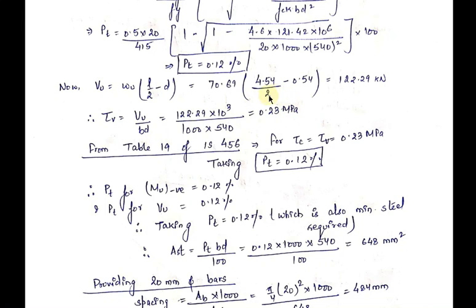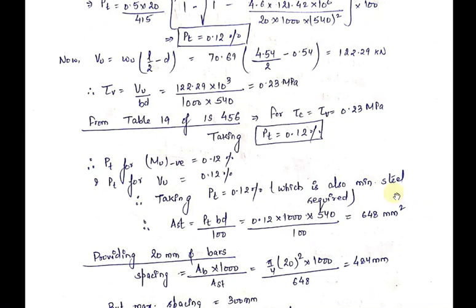Now we will find the percentage of steel PT corresponding to tau V, that is 0.23 MPa. From Table 19 of IS 456, I will take tau C equal to tau V equal to 0.23 MPa, and for this value I can find PT to be 0.12 percent. Now the PT for Mu negative is 0.12 and PT for Vu is also 0.12. Therefore we will take PT equal to 0.12 percent, which is also equal to the minimum steel required.